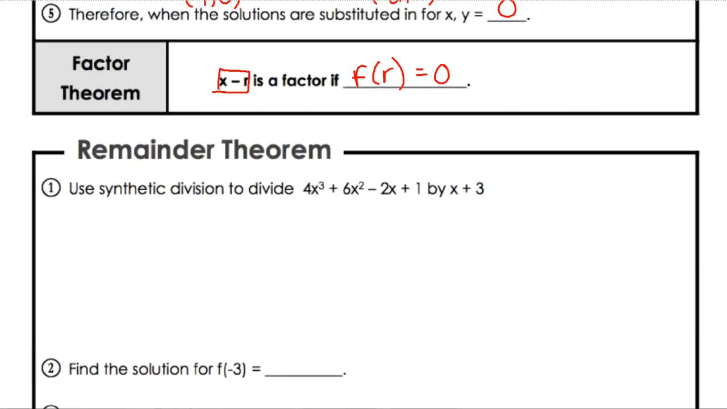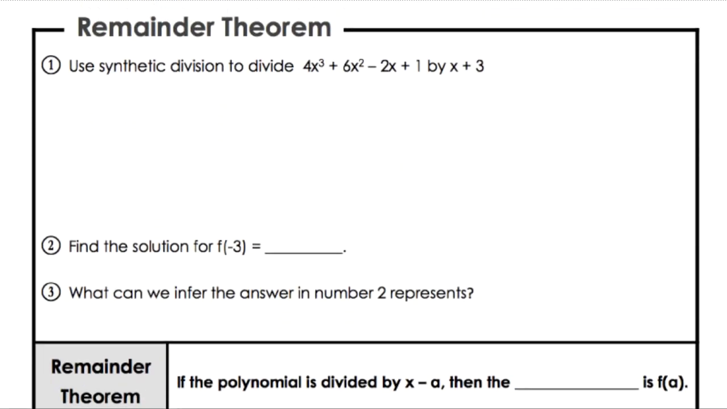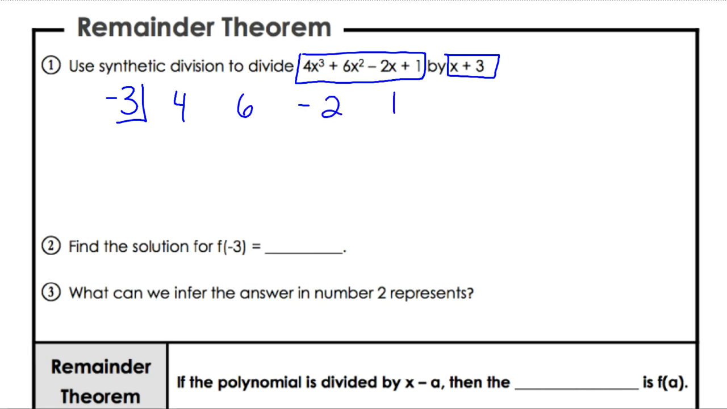All right, the second theorem that we are going to talk about here is called the remainder theorem. So the remainder theorem, as you probably remember from previous knowledge, has to do with the remainder after dividing. So we're going to use synthetic division to divide this polynomial by x plus 3. So remember synthetic division, we're going to use the solution that goes with it and the coefficients. So 4, 6, -2, and 1.